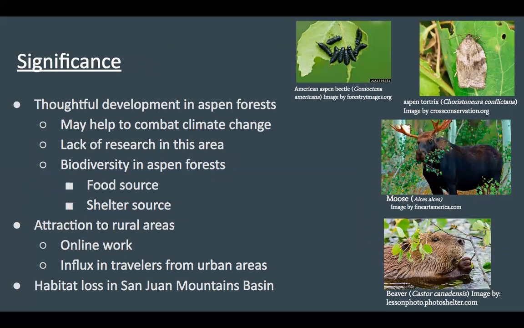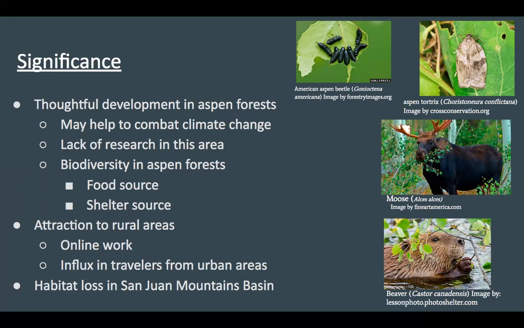So why do this study? Well, by doing this, we could form a more thoughtful development in aspen forests, speaking of roads specifically, and this may help to combat climate change. There is a lack of research in this area. Most of the research on this topic is done on larger roadways, normally in urban areas. Aspen forests are known for their great biodiversity as they provide animals with a food source as well as a great shelter source, even for large animals.